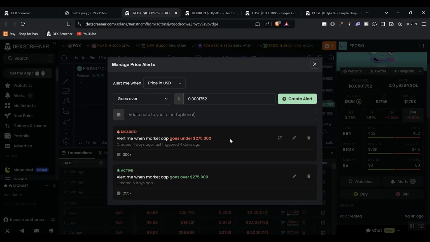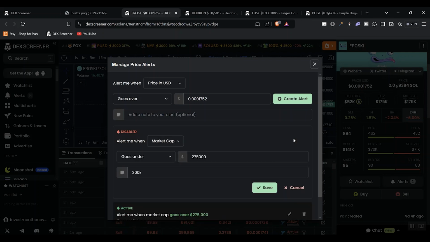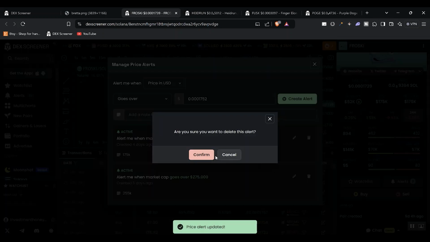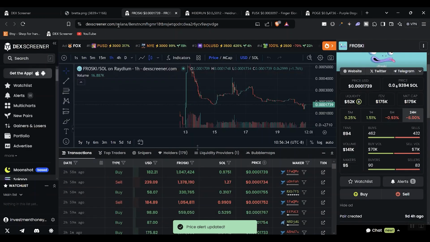So we're sitting at 175, and the under alert is at 275. Obviously I haven't touched this one in a little bit. I think that if this one goes under 100, it's toast. That's just my own personal feeling about this. So we're going to set this at 175K, and I'm not interested in setting an up alert, so this one I'm actually going to delete. Okay, so that's all we're going to do on Frosky.